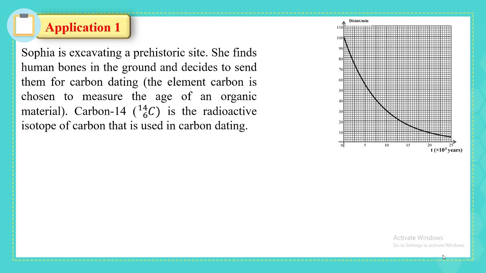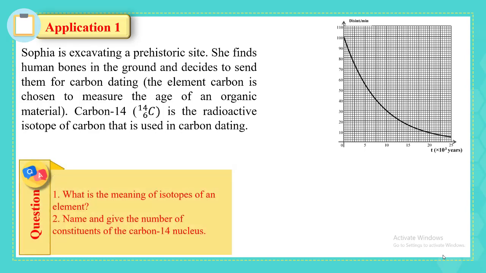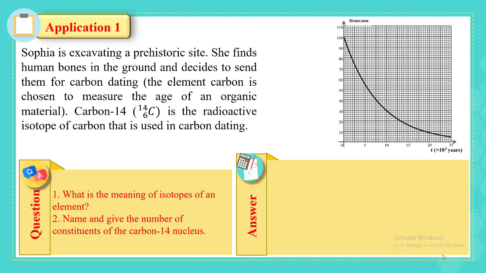The first question asks, what is the meaning of isotopes of an element? The answer is very simple. Same elements are said to be isotopes if they have the same charge number Z, but different mass number A.